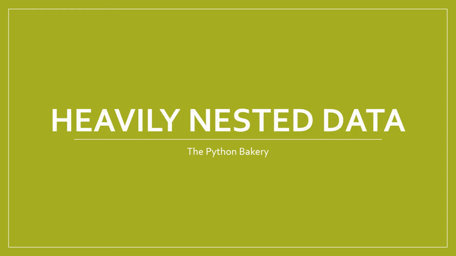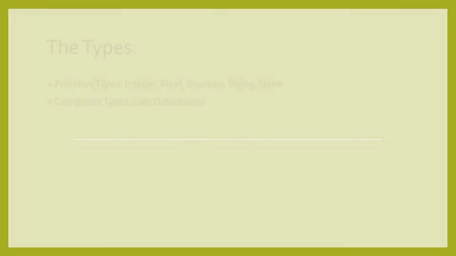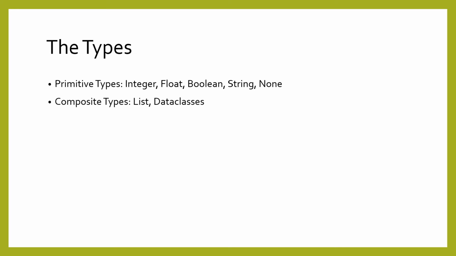Heavily nested data. The 5 primitive types we've learned about are integer, float, boolean, string, and none. The 2 composite types we've seen so far are lists and data classes. These 2 new composite types are special because they are composed of other types.